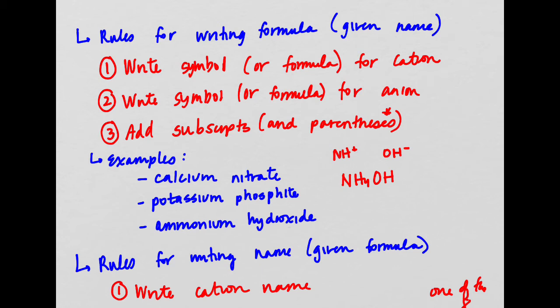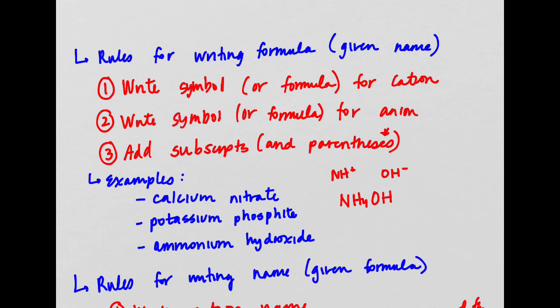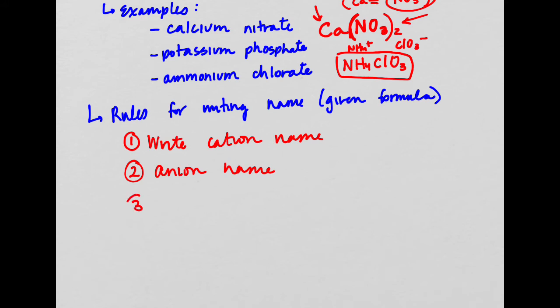Alright, so that's it for these rules. Now we're going to look at the rules for writing the name if we're given the formula. These rules are very simple and pretty much the same as the rules we just went over. First, we're going to write the cation name. And then we're going to write the anion name. And the third rule to remember is if the cation is a metallic element that forms more than one common ion, then we need to include the Roman numeral in the name.